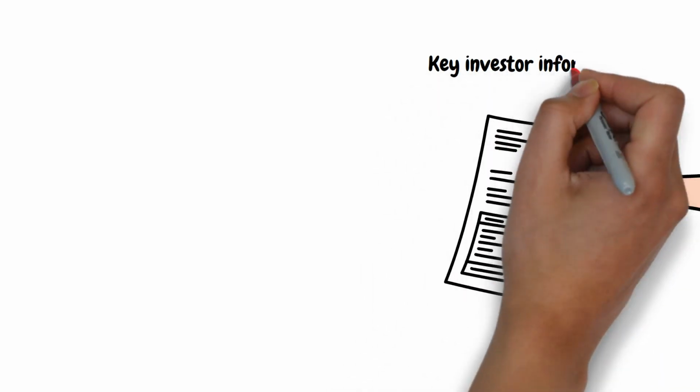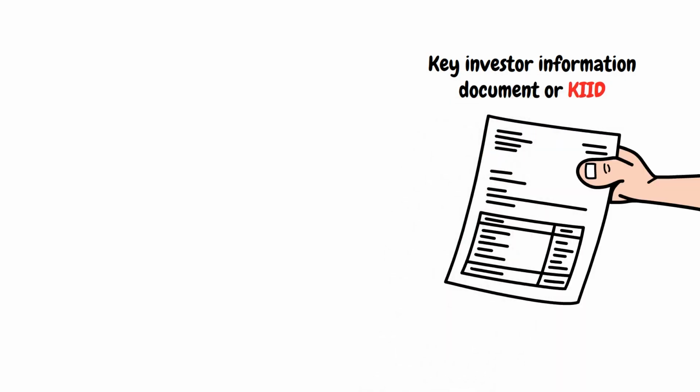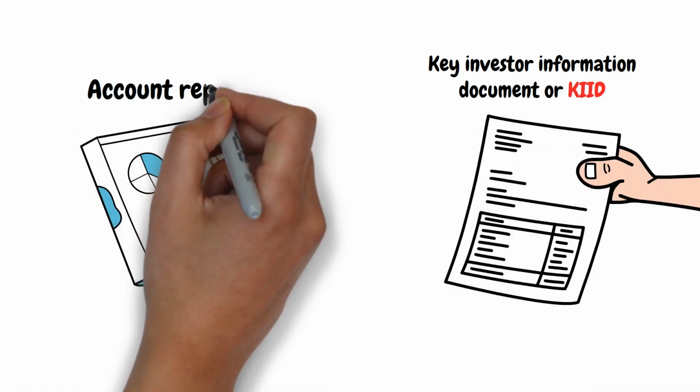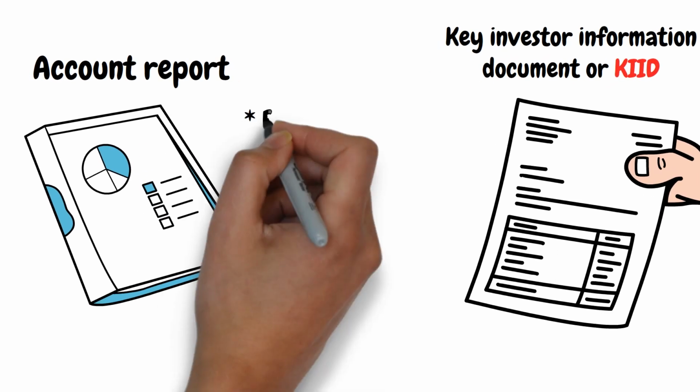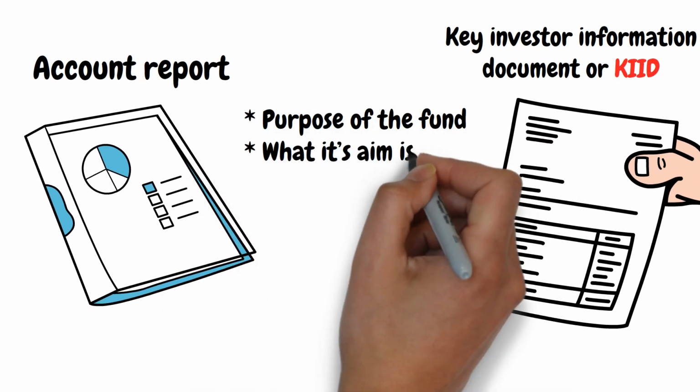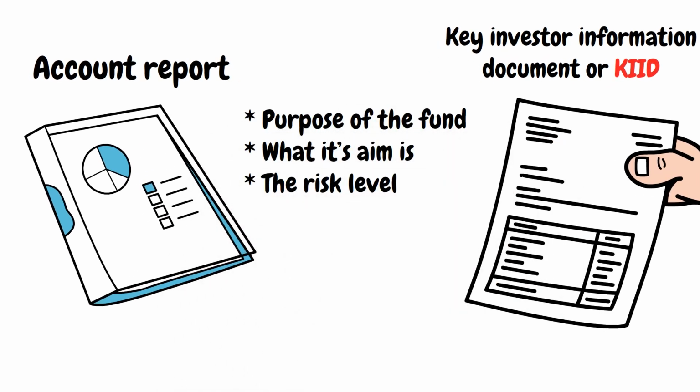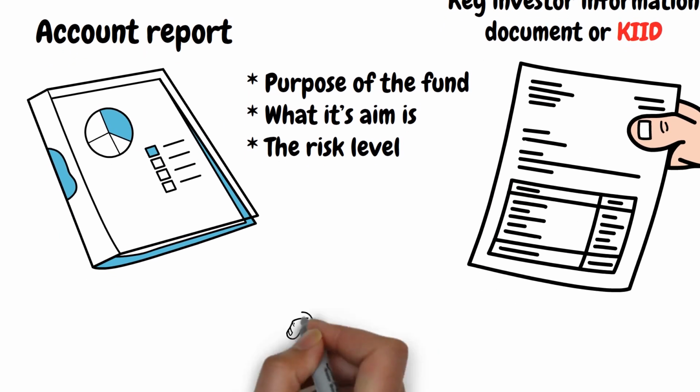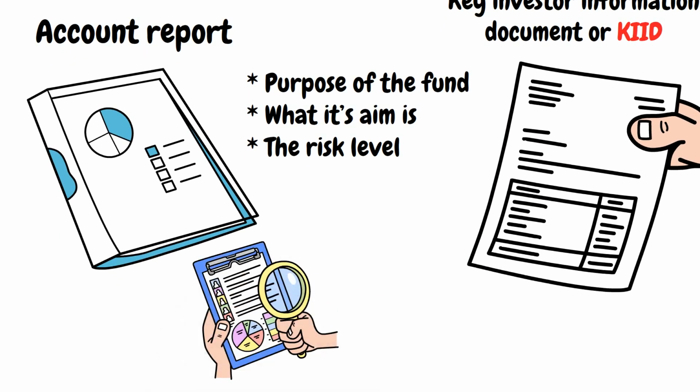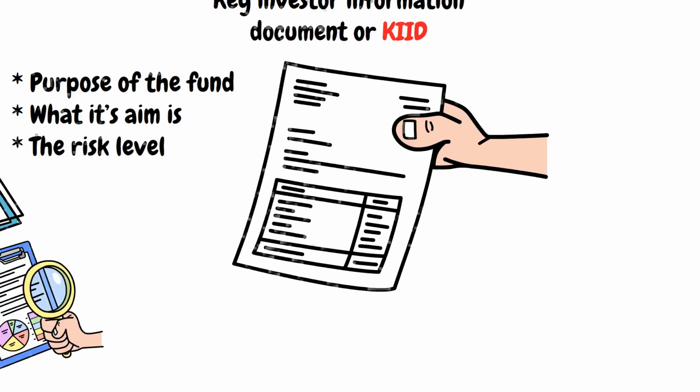Remember, before purchasing a fund, to always check the Key Investor Information Document, or KIID, and the account report. This will tell you the purpose of the fund, what its aim is, and the risk level. The account report will have annual report statements and show a list of every holding within a fund.